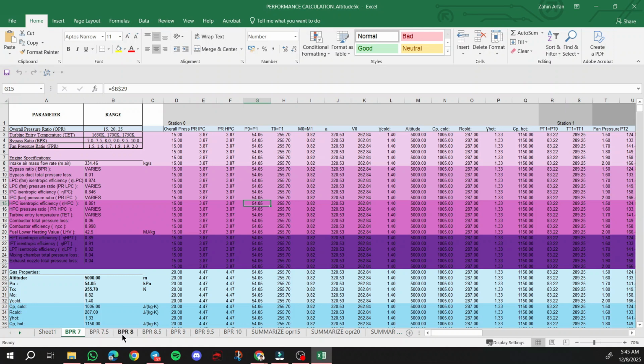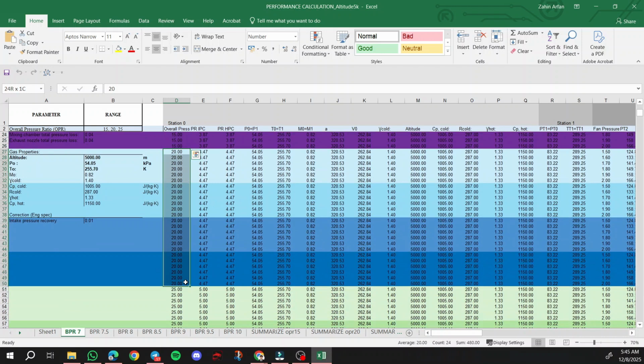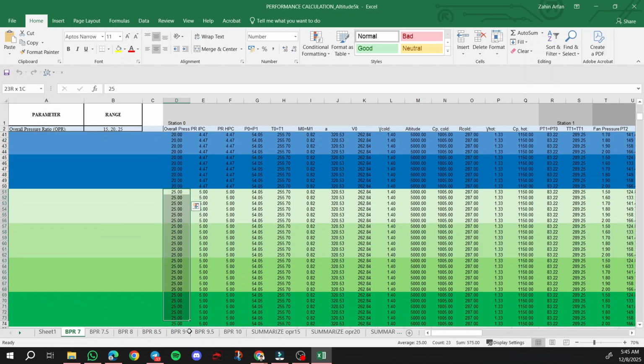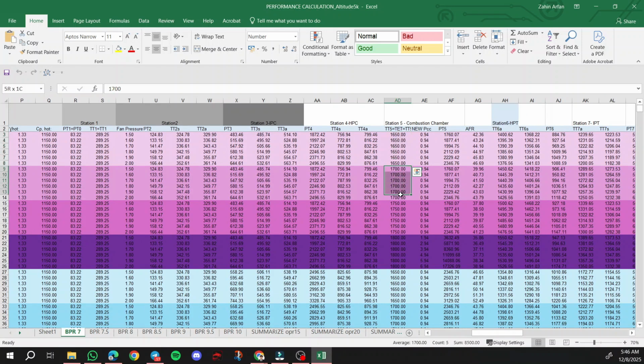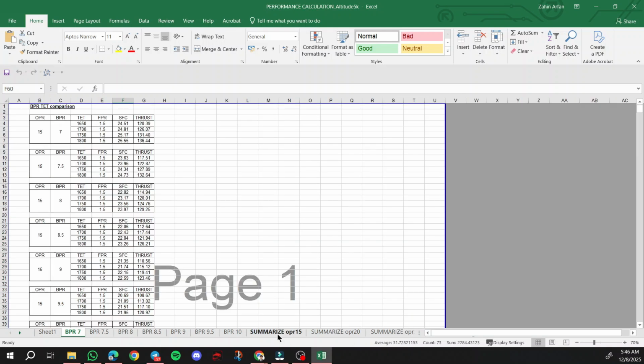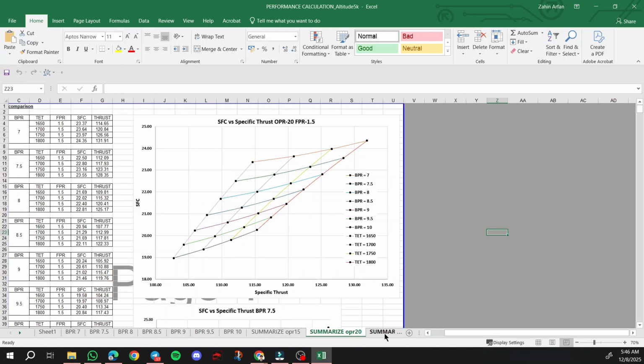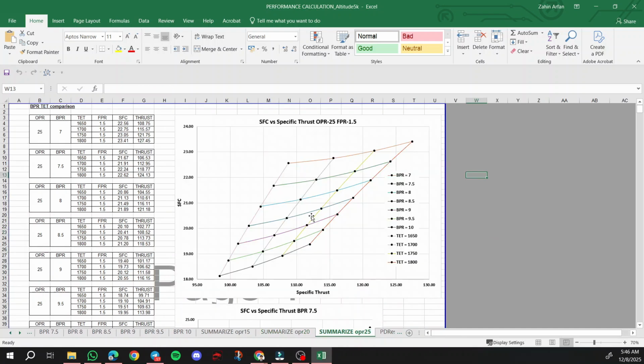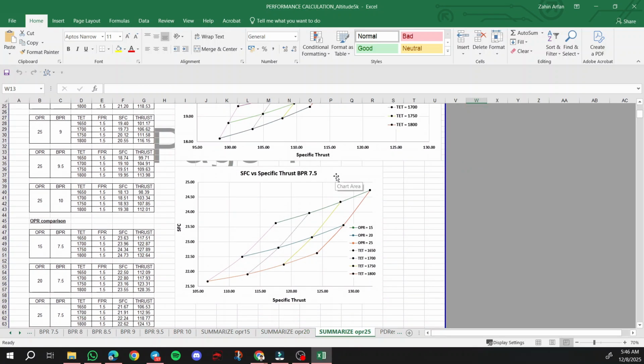In the results section, the interface calculates performance for different BPRs with sub-calculations across OPR values of 15, 20, and 25. For each OPR, it tests TET values from 1650 to 1800 Kelvin, and within each TET, FPR values from 1.5 to 2.0. The final outputs are specific thrust and SFC for each parameter combination. And lastly, the interface generates graphical summaries that clearly show how each parameter affects performance at specific altitudes.